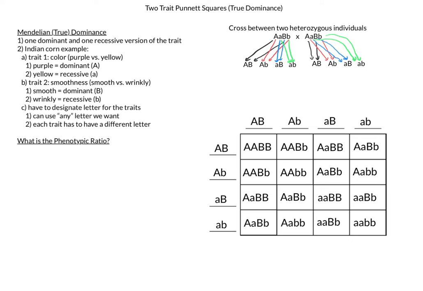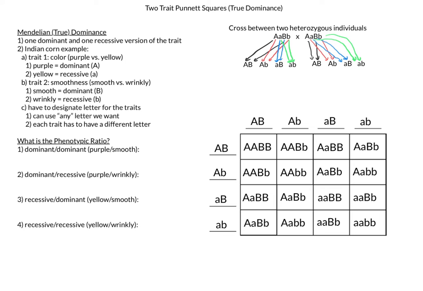Here I'm simply asking, how many are dominant for both traits, purple and smooth in this case? Dominant for color, but recessive for smoothness, so purple and wrinkly. Recessive for color, but dominant for smoothness, so yellow and smooth. And lastly, recessive for both traits, so yellow and wrinkly. To determine the number of offspring that are dominant for both, we have to count how many of them have at least one dominant allele for each trait. So at least one big A and one big B.